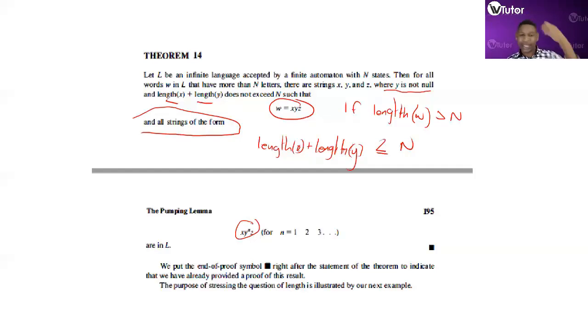The impact of saying that the length of x plus the length of y is less than or equal to n is as follows. The implication is that if the lengths of x and y together are less than or equal to n, they do not exceed n. It means that y is the one that makes it exceed n. So those are the length restrictions that we have.